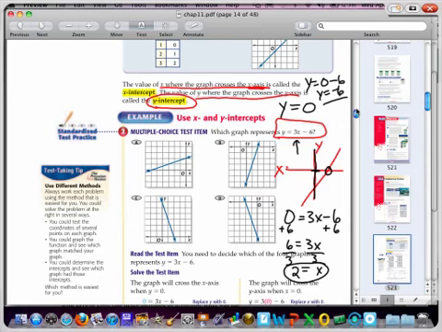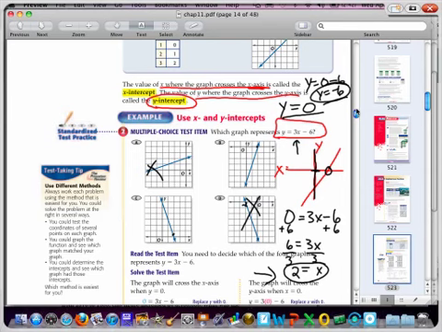So taking a look at these graphs, which one of them has an x-intercept of 2? Well, let's see. No, not that one. This one went across the x at 2, so that's a possibility. This one went across the x at 2, that's a possibility. This one, definitely not, it went across the x at negative 2.